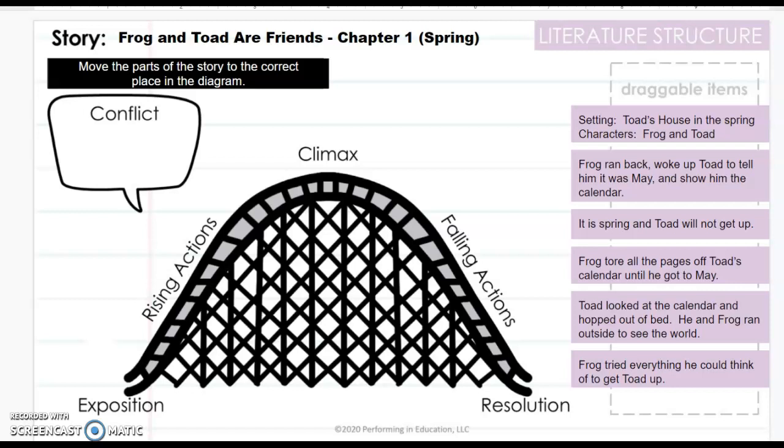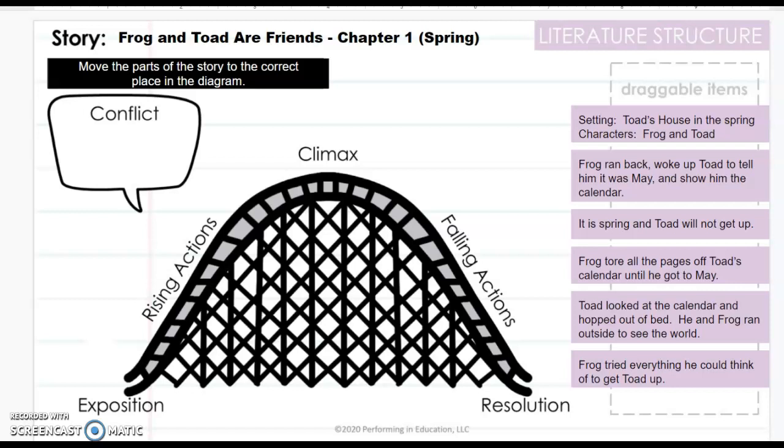Toad went back into the house. He got into the bed and pulled the covers over his head again. "But Toad," cried Frog, "you will miss all the fun." "Listen, Frog," said Toad. "How long have I been asleep?" "You've been asleep since November," said Frog.